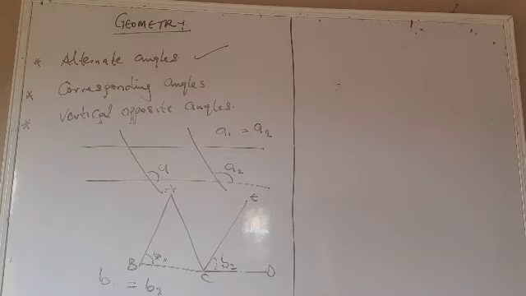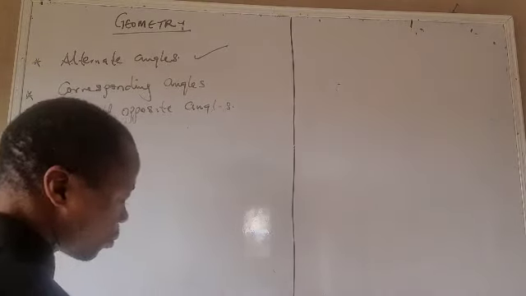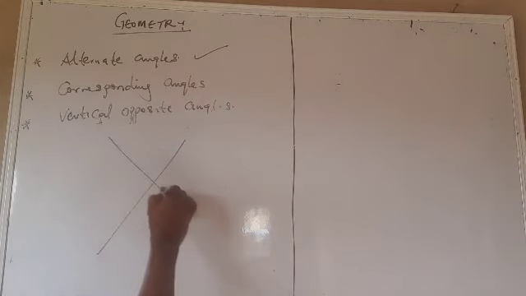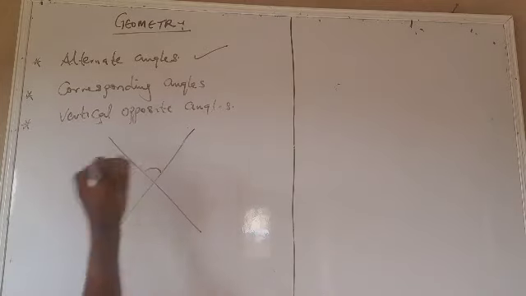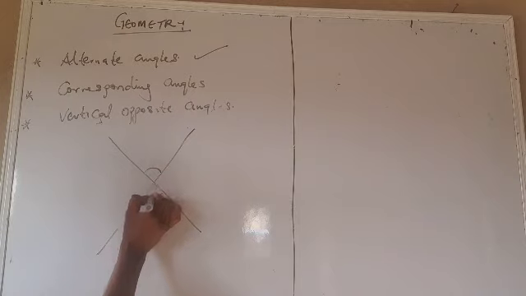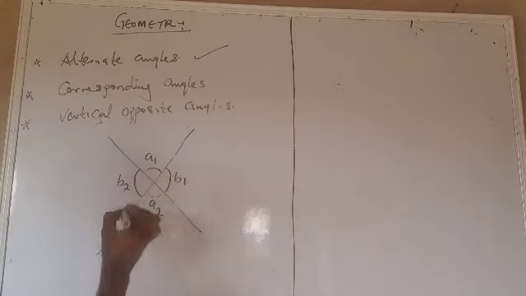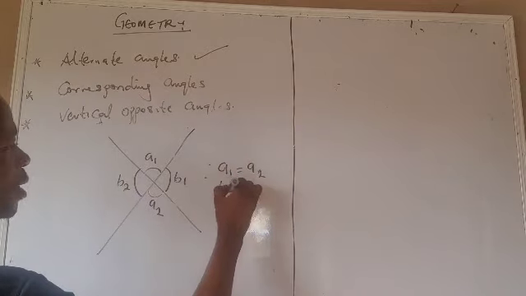Then the vertical opposite angles. When talking about vertical opposite angles, we can observe this when we have an angle like this. This angle is directly opposite to this angle. So this is A1, this is A2. This angle is directly opposite to this, so I call them B1 and B2.